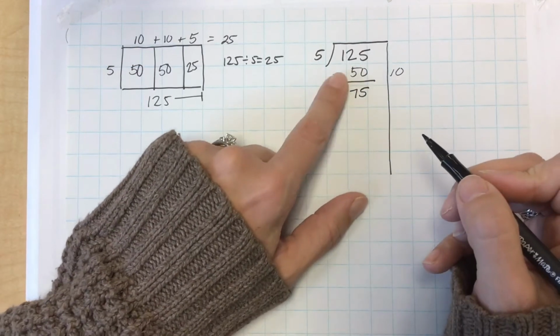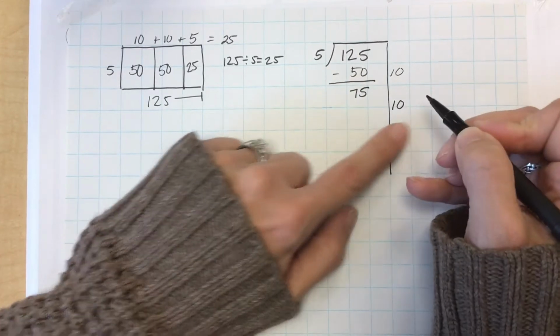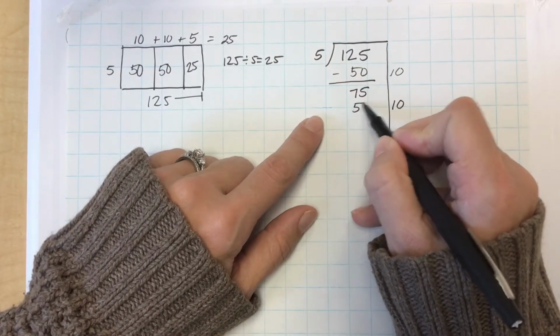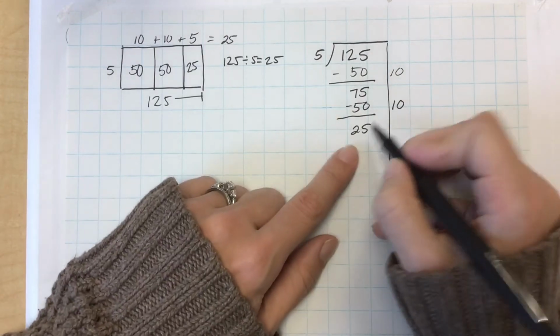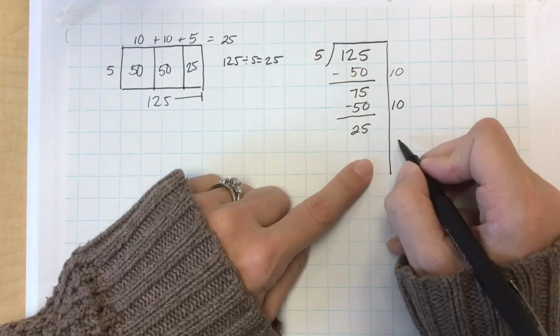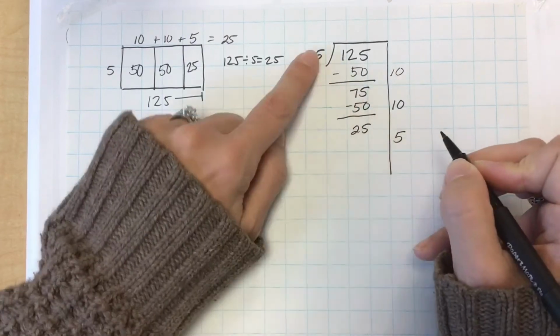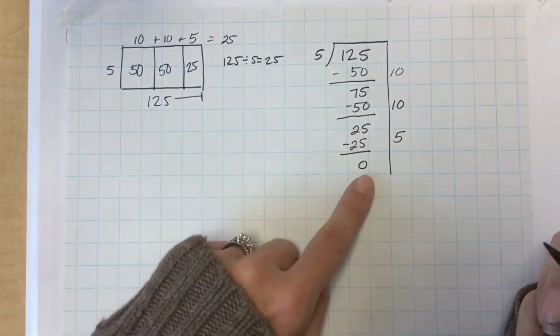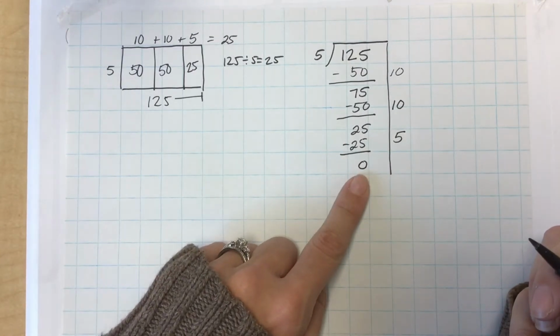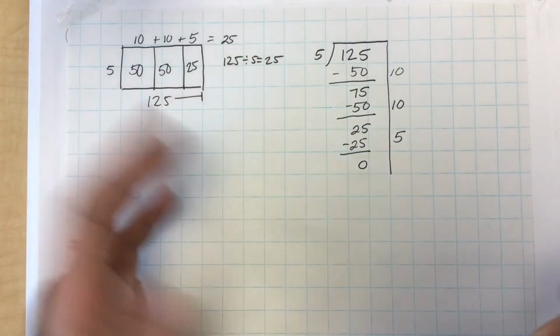Well, 75 is more than 50, so I could do another 10 groups of 5. That takes out another 50, and then I have 25 left. 25 divided by 5 is 5. 5 times 5 is 25, so I subtract that, and I have nothing left. When I have nothing left down here, that shows that I have finished solving the problem.